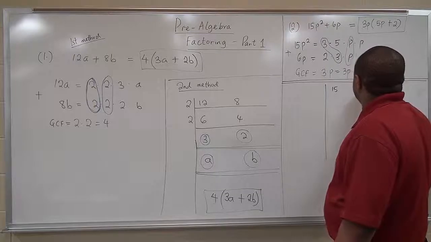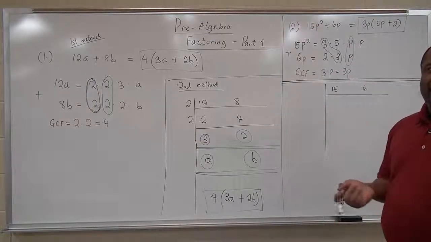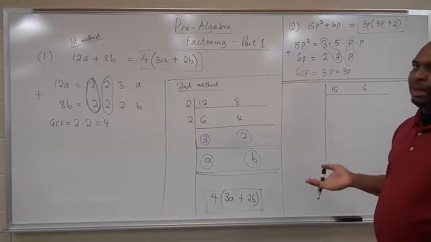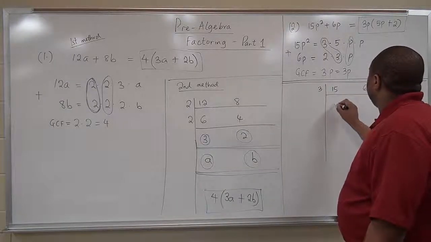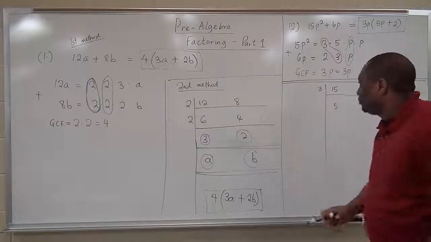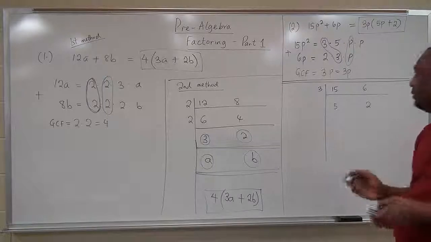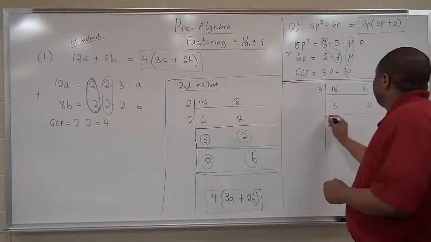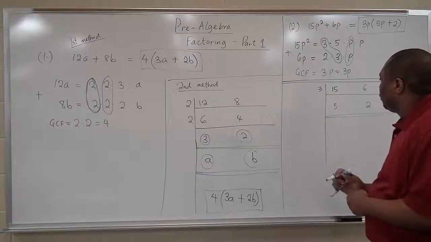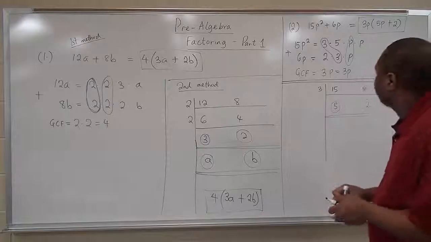15 and 6. What can divide 15 and divide 6? 2 cannot go, so 3. So 3 will give us what? 5 and 2. Do we have what can divide 5 and what can divide 2? Nothing else. So we just kind of underline this. Let's do double lines here, and let's circle this that we will use it.